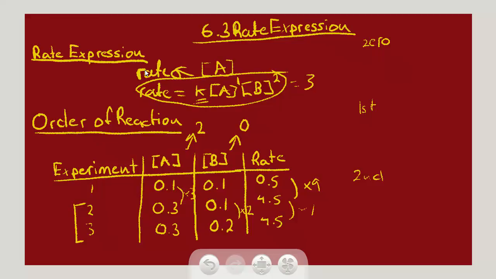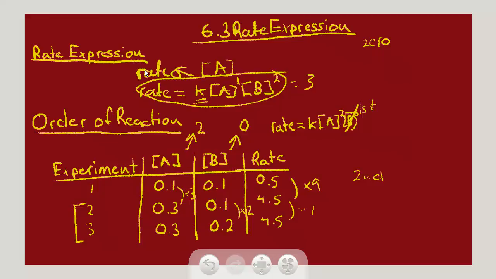So to write the rate expression, we could do rate equals K times A squared times B to the power of 0. And of course, anything to the power of 0 is equivalent to 1, so this can be cancelled.